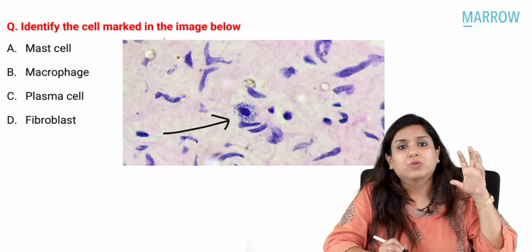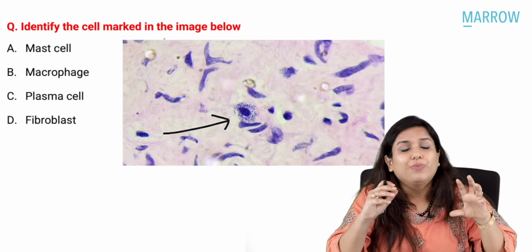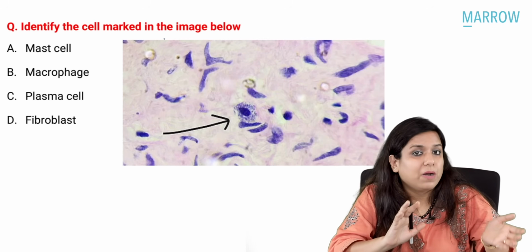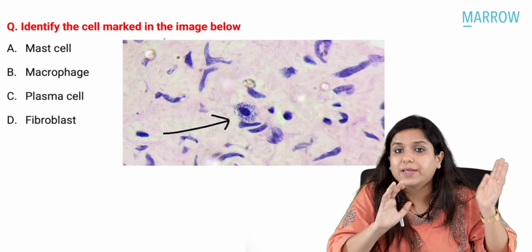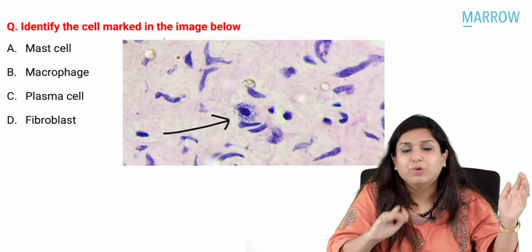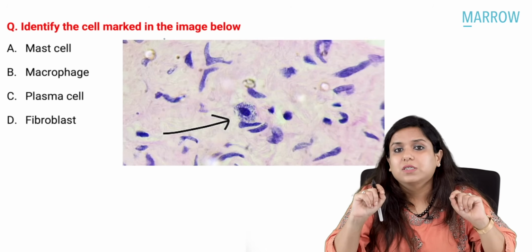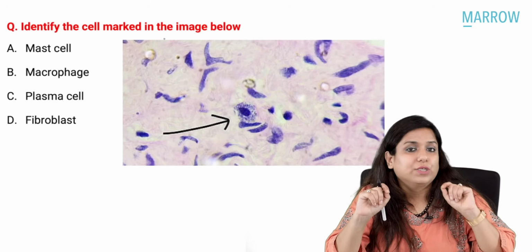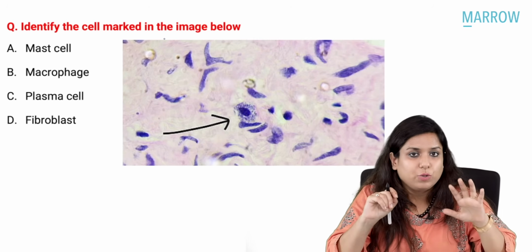Now, many students told me that, ma'am, the question was, what is the stain for mast cell? This question was asked in INI CET exam 2 years back also. Directly, students, the answer for the stain for mast cell is toluidine blue, which is a metachromatic stain.